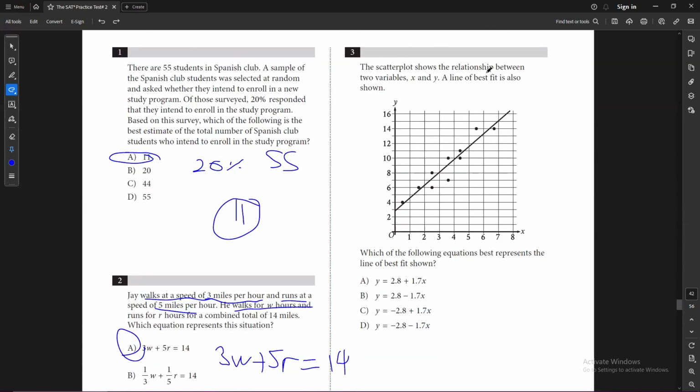The scatter plot shows the relationship between two variables, x and y. A line of best fit is also shown. Which of the following equations best represents the line of best fit shown? So make sure that you don't use these equations for the data points, because they're actually asking for the line of best fit, which goes right between these data points. And you have to pick an equation which shouldn't conflict with this line of best fit.